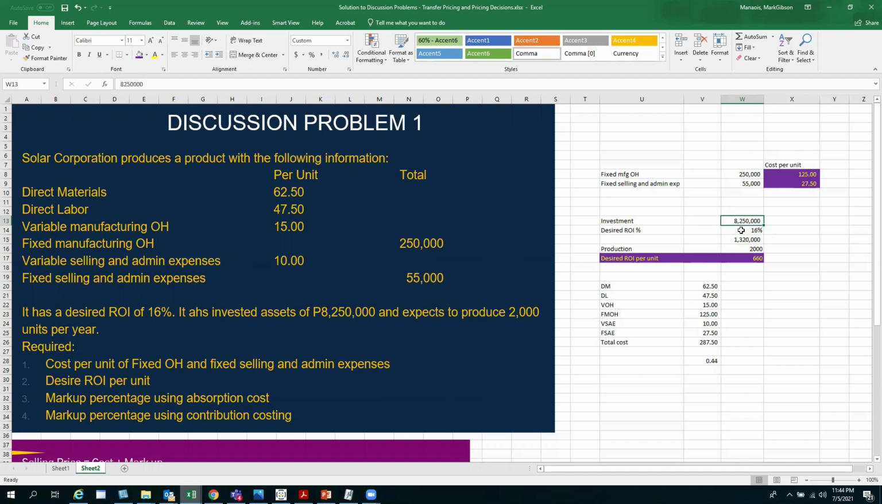So, that's 8,250,000 multiplied by 16%. Pero, class, remember, ang pinapakompute sa atin is per unit. So, all we need to do is divide it by the total production in units. So, 1,320,000 divided by 2,000. So, that's 660 pesos. That's the desired return on investment per unit. Okay? So, like I said, na-encounter mo na 'to one way or another, from our past discussion.